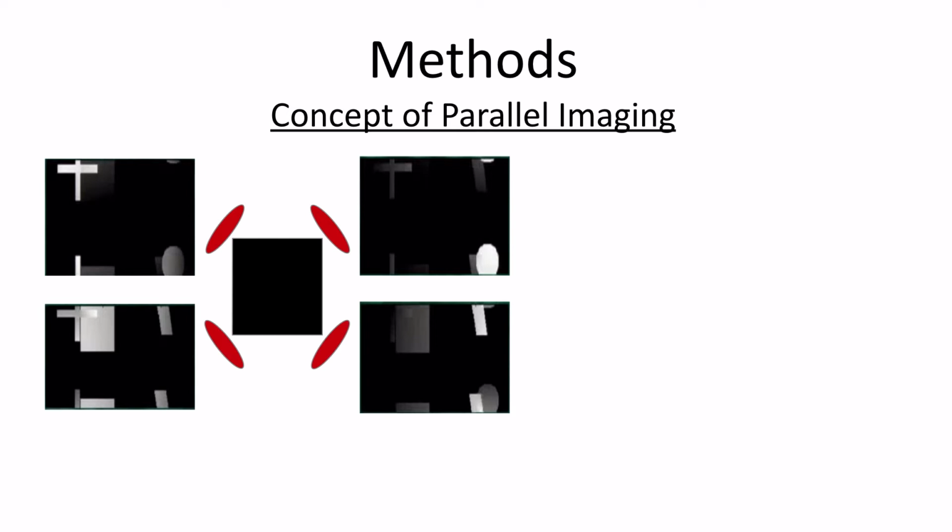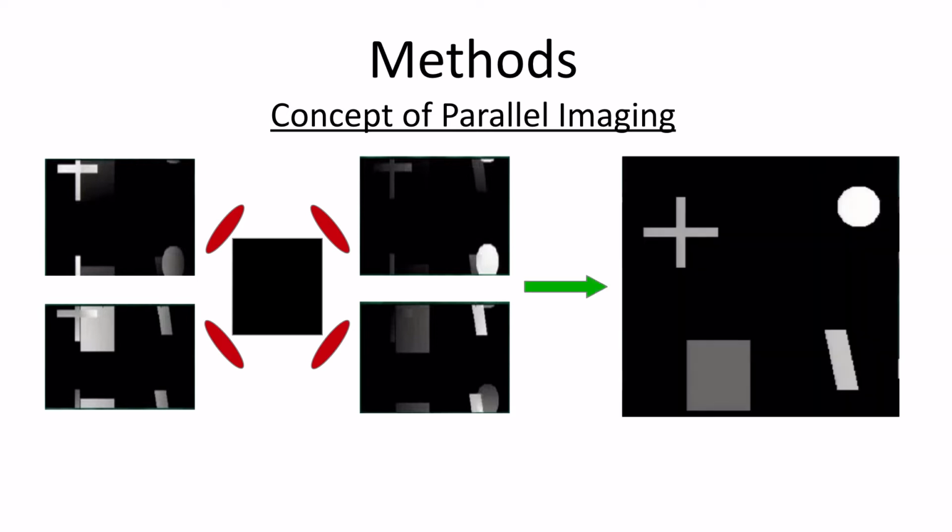Hence, every coil is sensitive to a particular area of the object near which it is placed. This information can be used in order to reduce the artifacts and unfold the image. This results in the image shown to the right, and we can see that now it is free of artifacts.